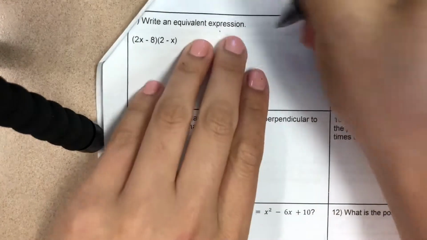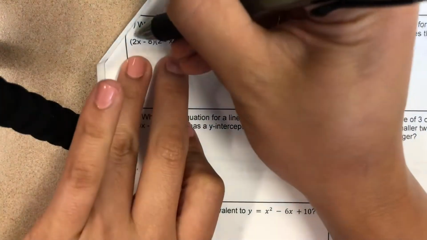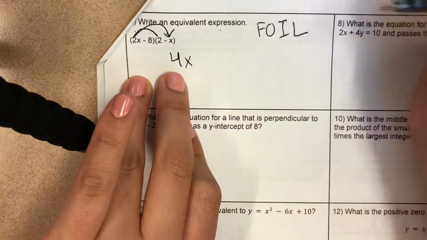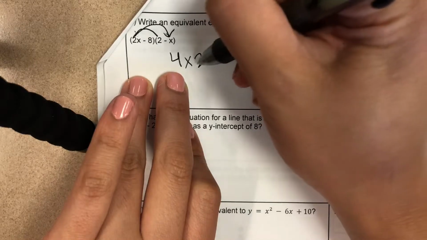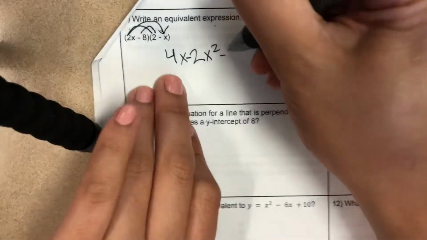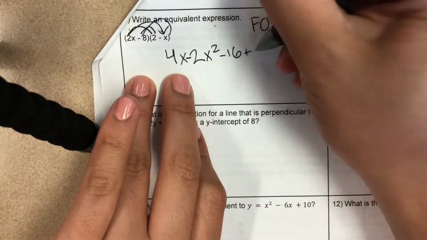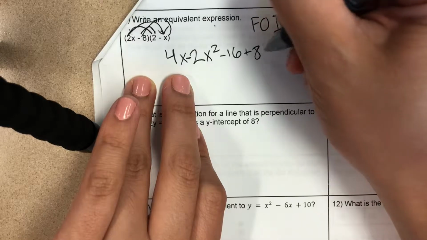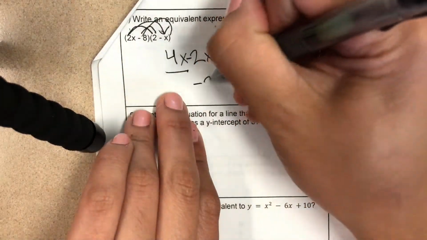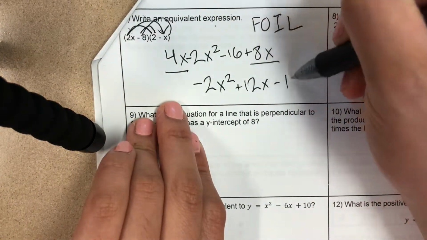Okay, super simple problem where we are gonna FOIL: first, outer, inner, last. So this first one right here is 4x. When I FOIL this here, that is negative 2x squared. Negative 8 times 2 is negative 16, and then negative 8 times negative x is positive 8x. I can combine this one and this one, leaving negative 2x squared plus 12x minus 16.